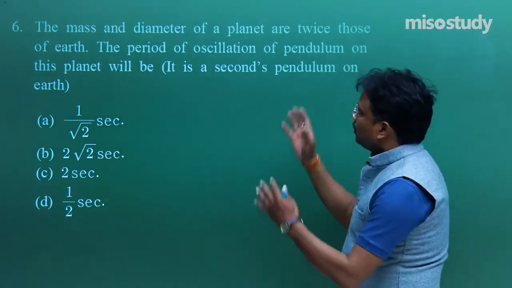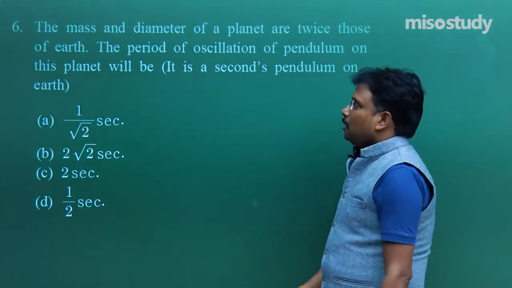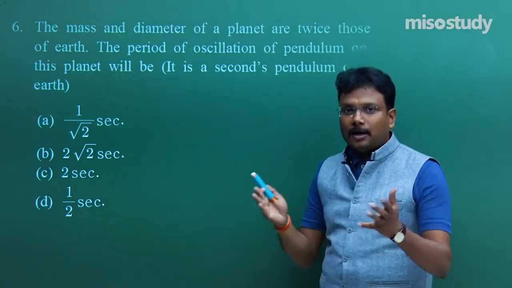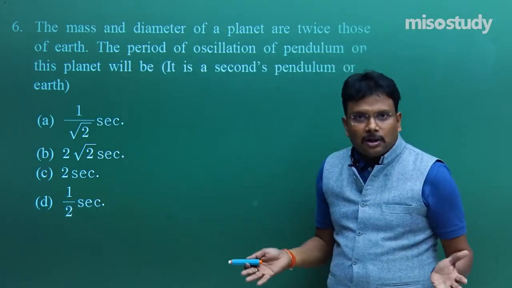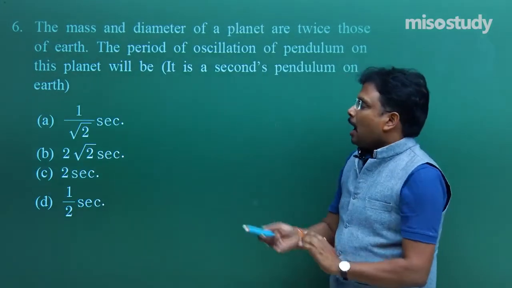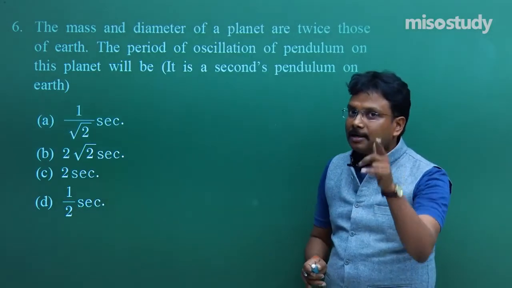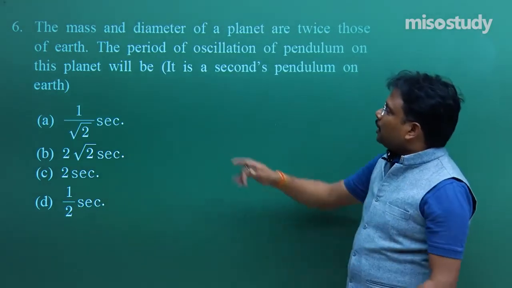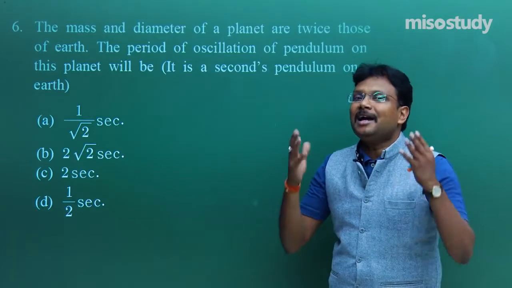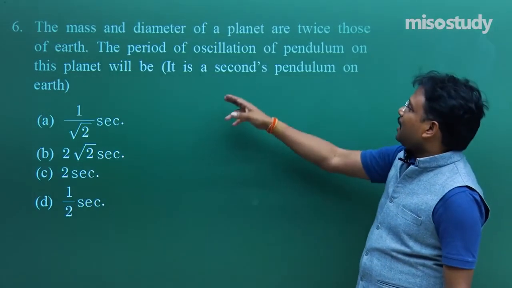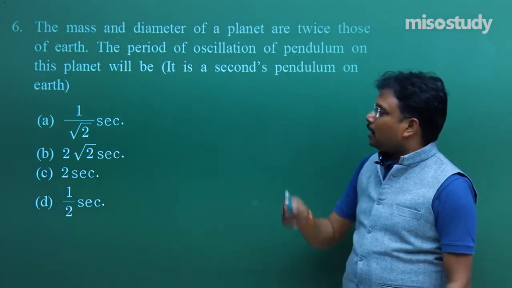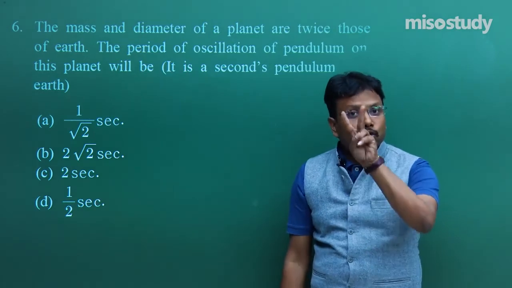First, again let's try to understand the problem. The mass and diameter of a planet are twice those of Earth. Let's imagine we are on the Earth, and another planet is situated somewhere close to our planet, but the mass and diameter of that planet are double those of our Earth. The period of oscillation of a pendulum on this planet will be how different? This is something which I am adding because it is a seconds pendulum on Earth. It means time period is 2 seconds.